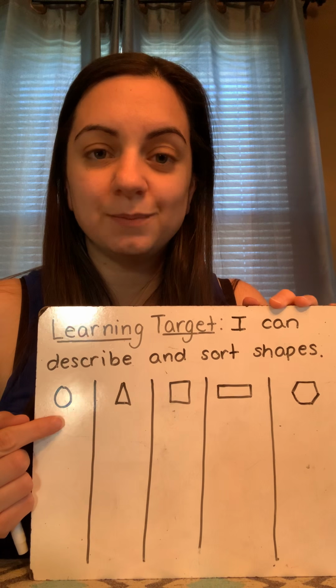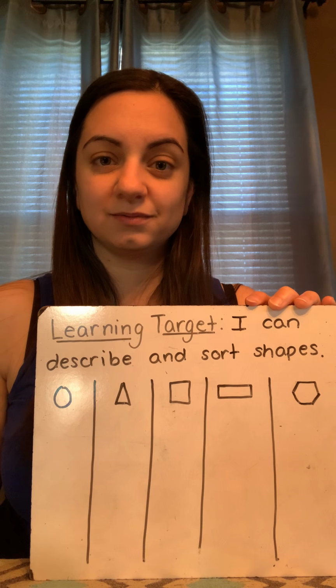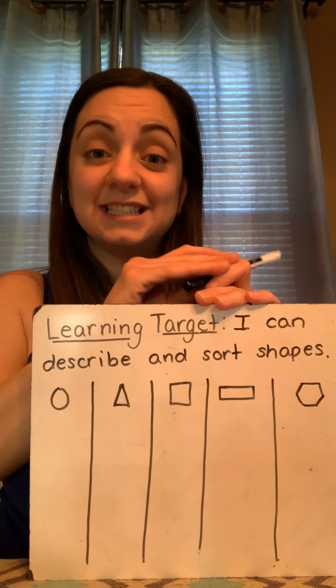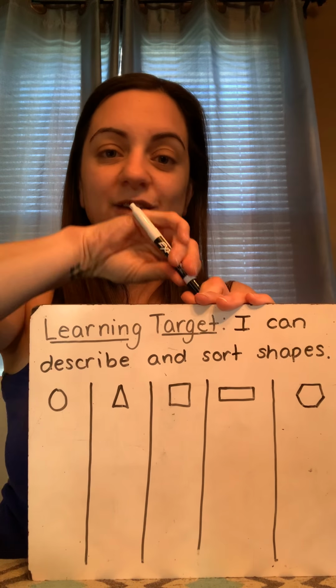Who knows what this shape is? What do we call this shape? You tell me. That's right. This is a circle. So I'm going to write that right under the picture. I'm going to write circle. Now let's describe the circle.